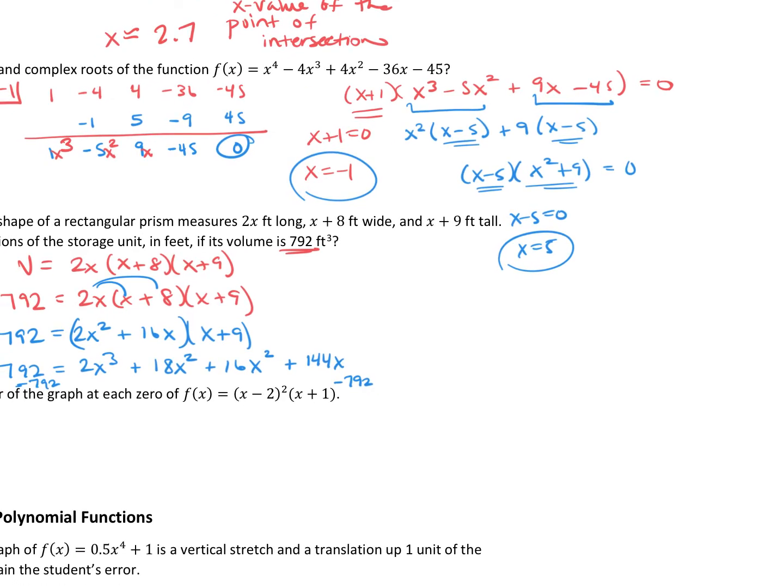So this is going to give us, let's see, I'm going to change colors, there we go. 0 equals, we have our 2x cubed. I'm going to combine 18x squared and 16x squared. 18 plus 16 is 34x squared. We've got our 144, so plus 144x minus 792.